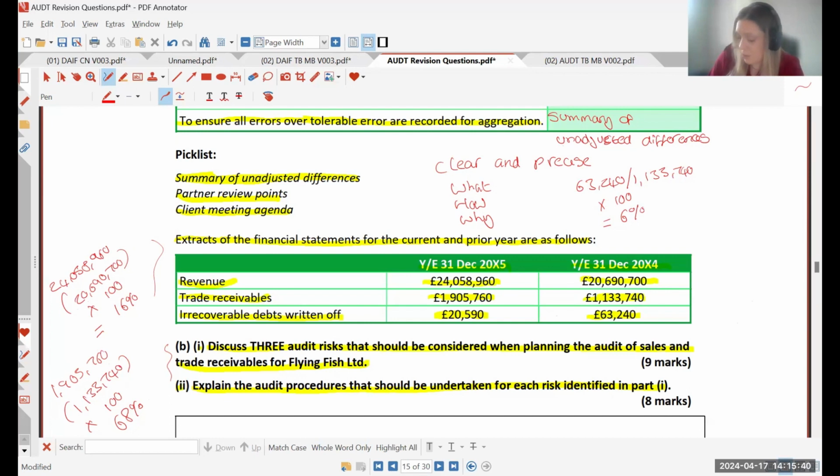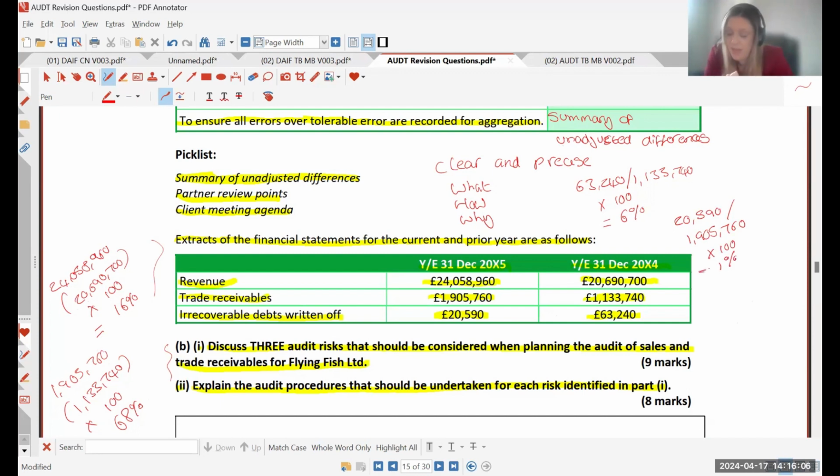Okay, let's have a look at what they are in X5. Same thing. So irrecoverable debts balance of 20,590 divided by trade receivables of 1905,760 times by 100. And this time, we're getting an answer of 1%.